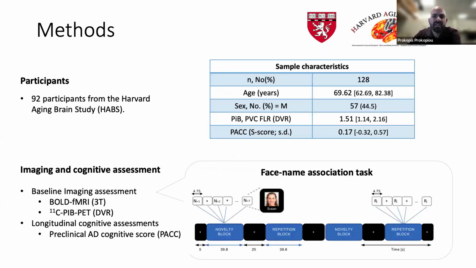To investigate this, we used data collected from 128 participants in the Harvard Aging Brain Study, which included baseline fMRI data collected during novelty detection, amyloid PET data, and longitudinal cognitive data. The amyloid data were collected using the carbon-11 PiB tracer, and cognition was evaluated using the Preclinical Alzheimer Cognitive Composite, which is denoted as PACC here. The participants were asked to perform a face-name association task during which they were instructed to remember face-name associations. The stimuli consist of unfamiliar faces that were shown either a single time as a novel face or multiple times as a repeated face. The names were written below the faces, and a white fixation was alternated with the stimuli.